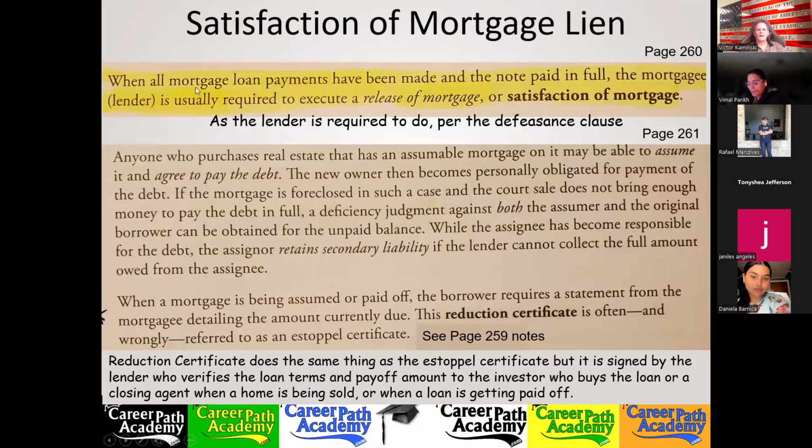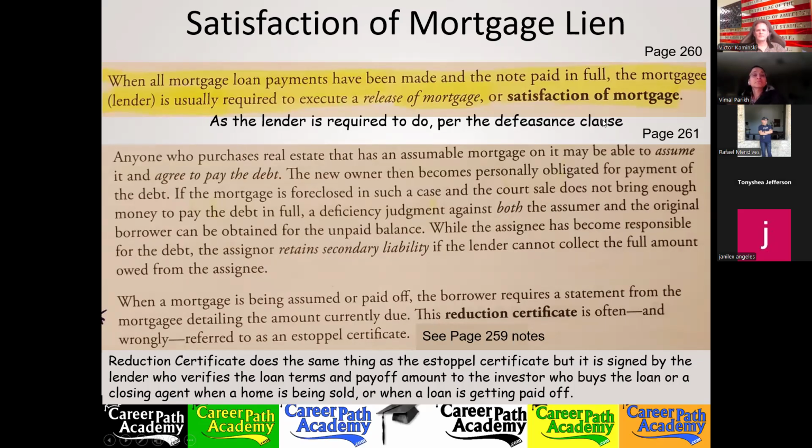So when all payments have been made and the note is paid in full, the mortgagee, the lender, is usually required to execute a release of mortgage or satisfaction of mortgage, as the lender is required to do per the defeasance clause. So highlight that and then write that beneath it.